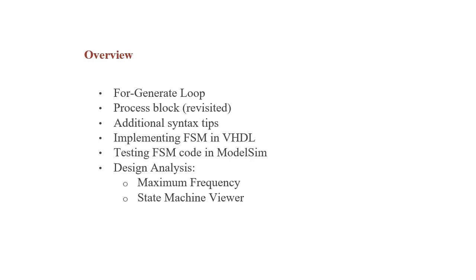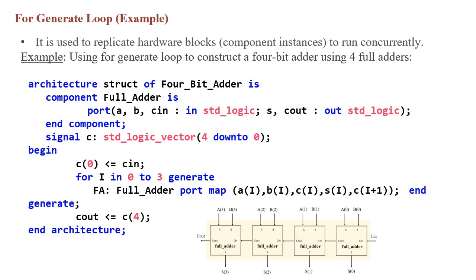We'll introduce new additional analyses in VHDL related to sequential design. Namely, we will explain the steps needed to obtain a maximum frequency and the steps needed to obtain the state machine viewer. To illustrate the idea of the for generate loop, we will use the example of a 4-bit adder generated using this structure.